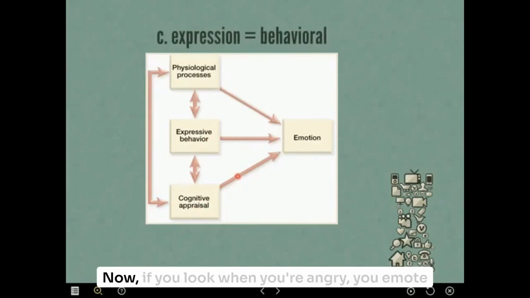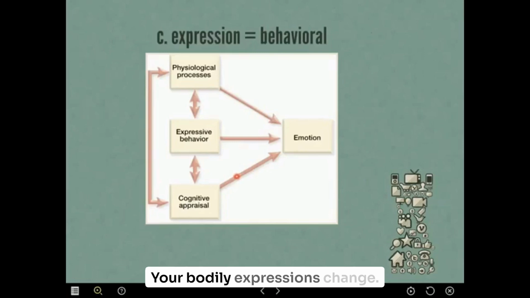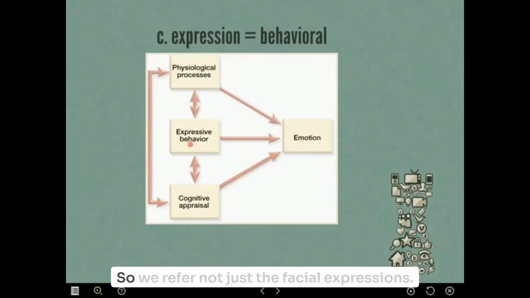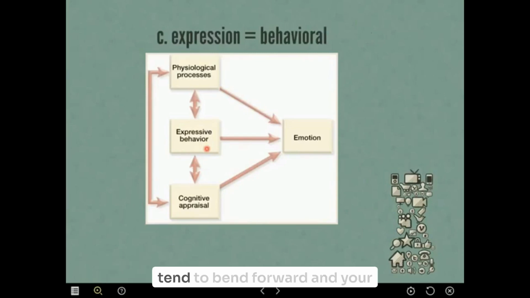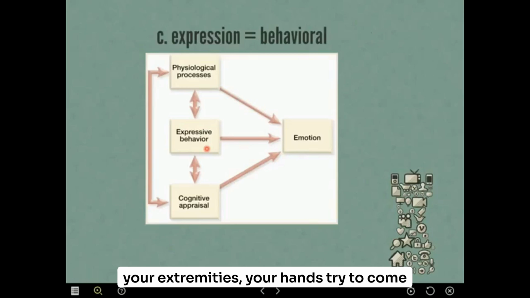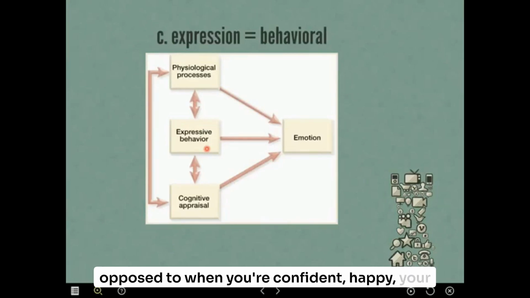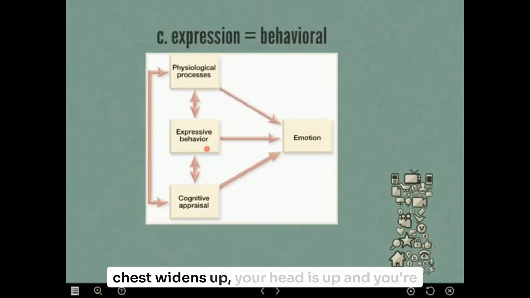But there is also a third component to it, which is the behavior itself, which is our expression. Now, if you look, when you're angry, you emote differently. Your bodily expressions change. When you frown or when you're sad, your bodily expressions change. So we refer not just to the facial expressions. I'm talking about the total body expression. For example, if you're sad or depressed, you tend to bend forward, and your extremities, your hands try to come close to your central part of the body, as opposed to when you're confident, happy, your chest widens up, your head is up, and you're not curled together, but in fact you're open.